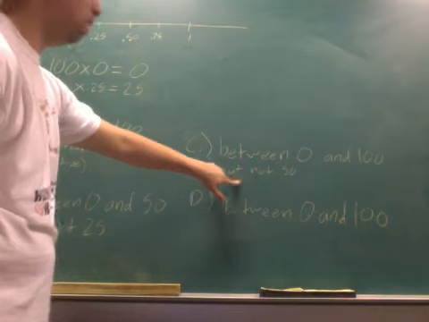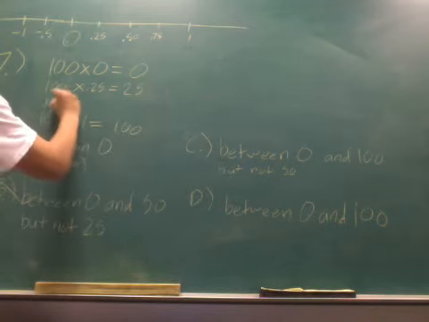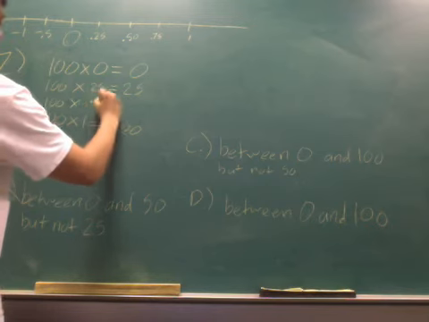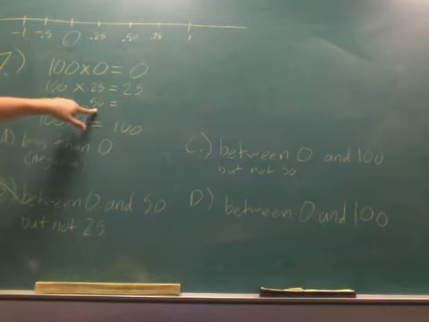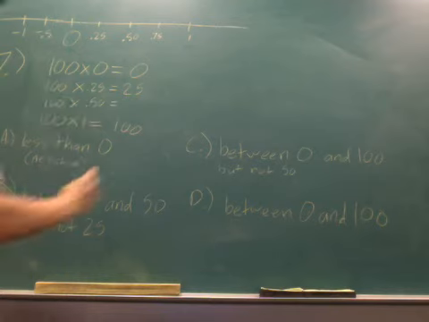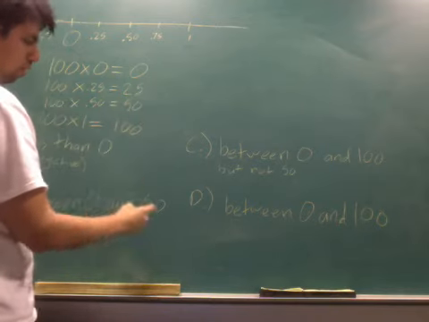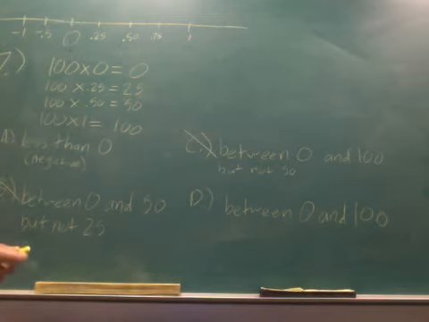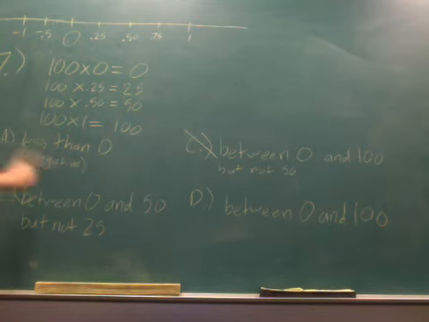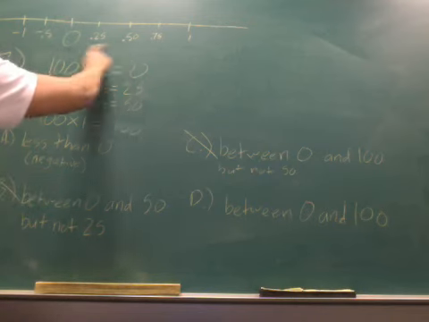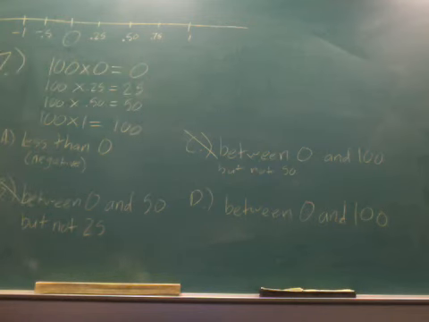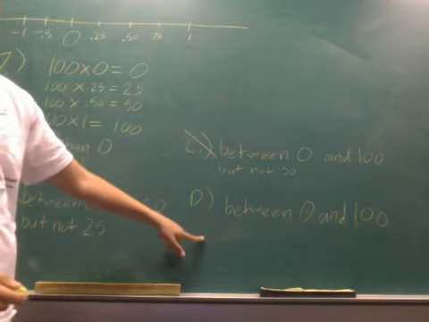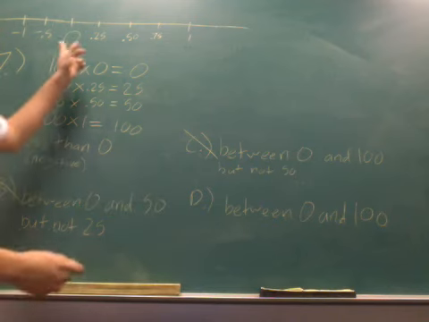Between 0 and 100, but not 50. It can be 50, because if we do 100 times 0.50, if you have 100 of 50 cents or whatever, that becomes $50. So this answer is wrong also, because that one says but not 50. And this answer is not the right one, because this says that the answer is going to be negative. And there is no number in here that you can multiply 100 by that will give you a negative number. That's wrong.